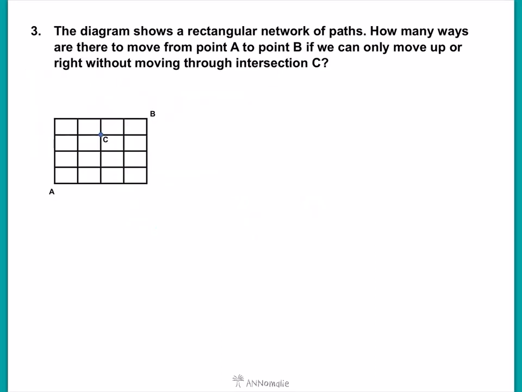Now that we know all of this, we can tackle this problem. This diagram shows a rectangular network of paths. How many ways are there to move from point A to point B if we can only move up or right without moving through intersection C? Now we know from our previous work that at this point we have one path and one path, and we add, and we know that this will result in Pascal's triangle's binomial coefficients. But we can simply add these paths.